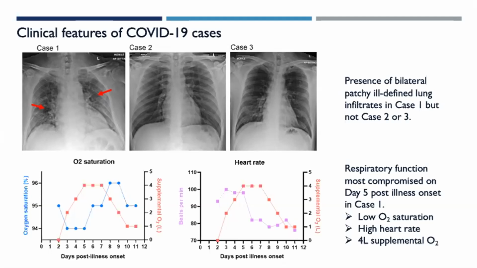You'll see that despite being given 4 liters of supplemental oxygen at around day 5 to 7 post-illness onset, case 1 still had a fairly low oxygen saturation of around 94%. And this was also right around where heart rate was very high. And so we inferred that respiratory function was actually most compromised on around day 5 post-illness onset in case 1.